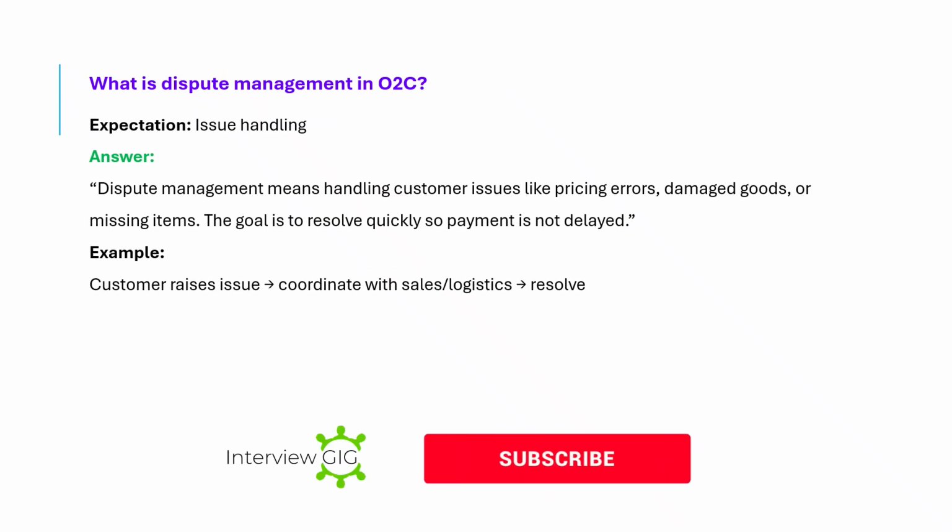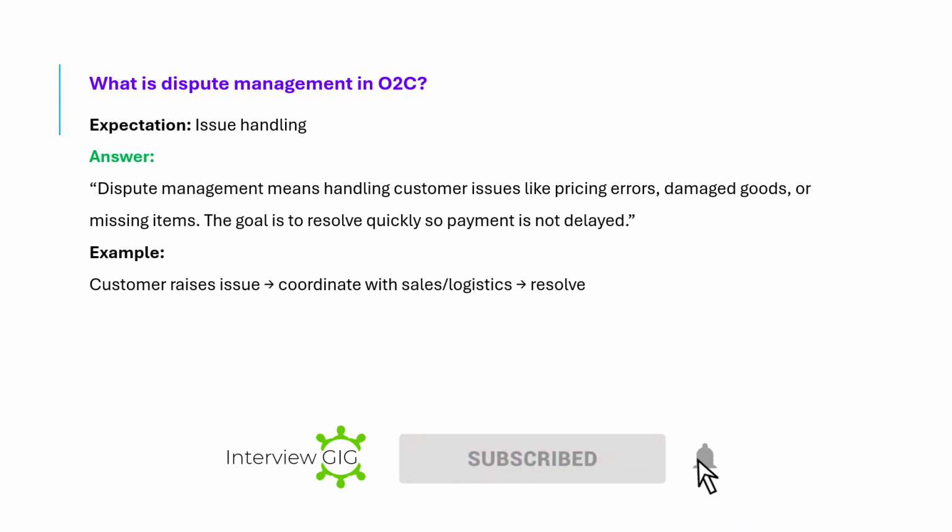What is dispute management in O2C? Expectation: issue handling. Answer: Dispute management means handling customer issues like pricing errors, damaged goods, or missing items. The goal is to resolve quickly so payment is not delayed. Example: customer raises issue, coordinate with sales and logistics to resolve.